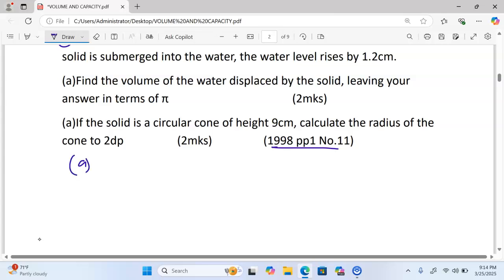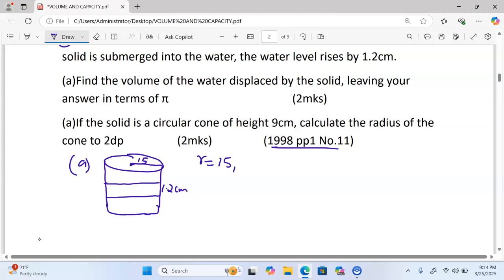So to get the volume, remember this is a cylinder. The radius of the cylinder is 15 centimeters. Assuming the water level was at this point, if the solid is submerged, the water is going to rise by 1.2 centimeters. So taking the radius of this part to be 15 centimeters and our height to be 1.2 centimeters, we can calculate the volume.